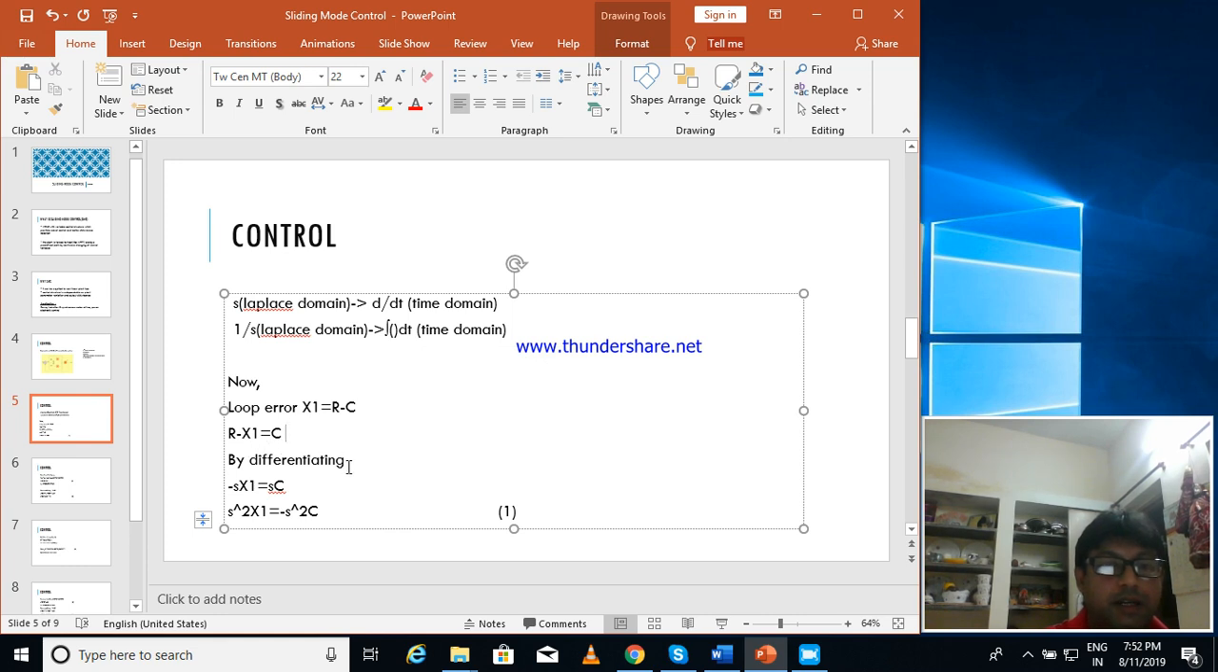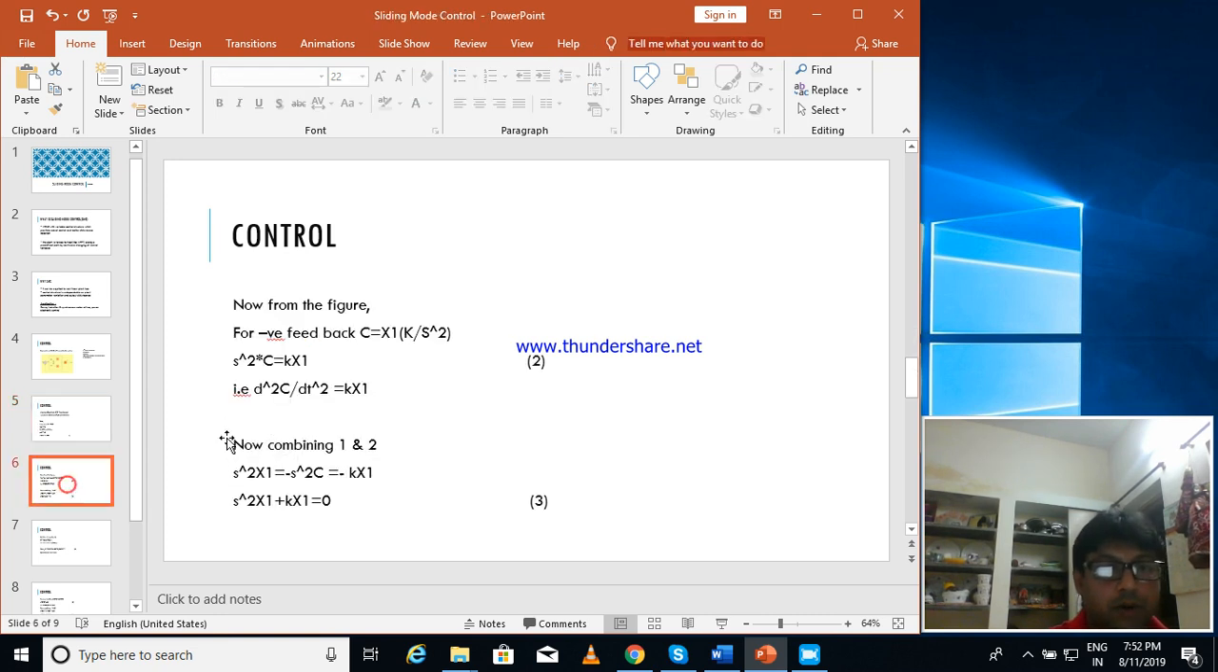If I now differentiate again, that means s square x1 is equal to minus s square C. That is nothing but d2x1 by dt square is equal to minus d2c by dt square. Okay, so this is the thing.